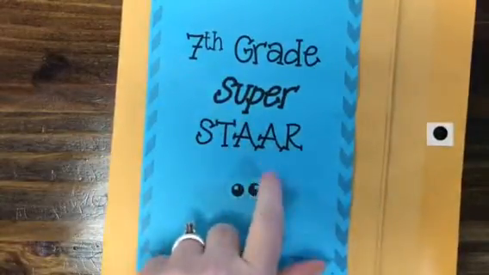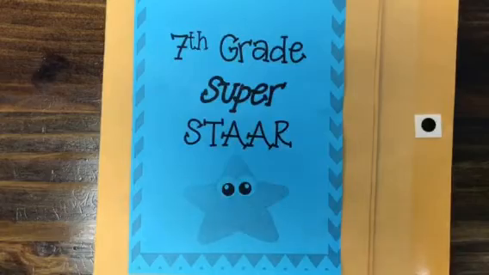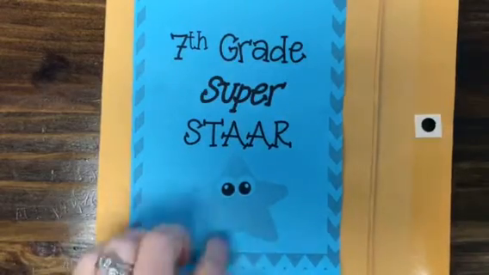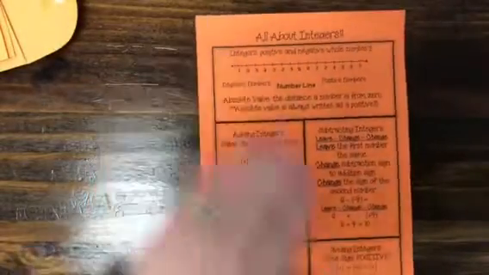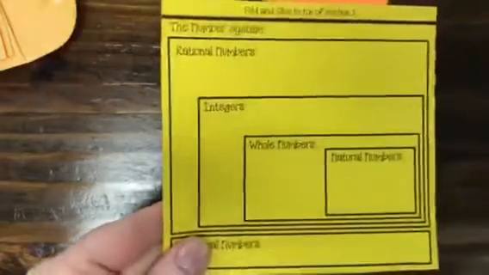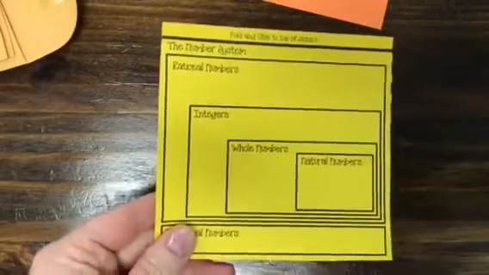I started the video earlier and I didn't push record, but your first page is going to be this page right here, the 7th grade Superstar. In some classes it's blue, in some classes it's other colors, so just make sure you're looking for that. That's your first page. The second page you're looking for is going to be this All About Integers page. Okay, and I'm going to flip it down. We're going to be looking for this piece next, the number system.